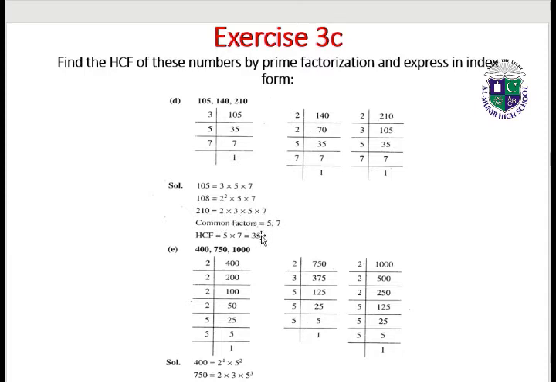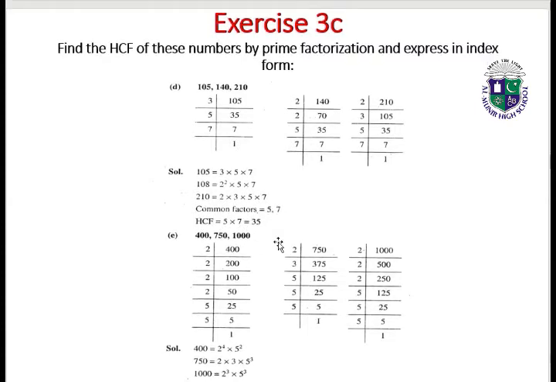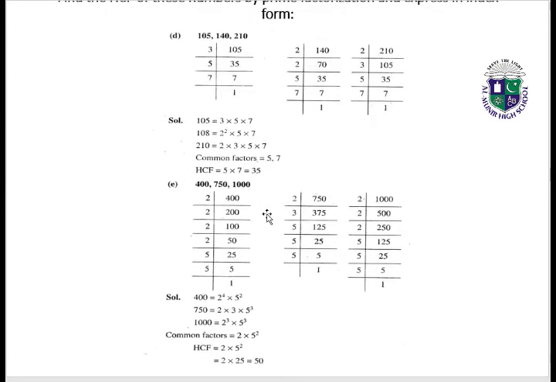7. Common factors 5 and 7. Highest common factor 5 multiply by 7, 5 7s are 35. Part E.